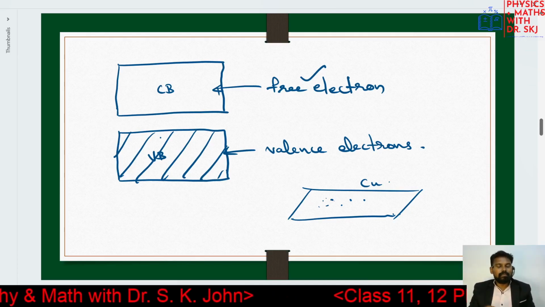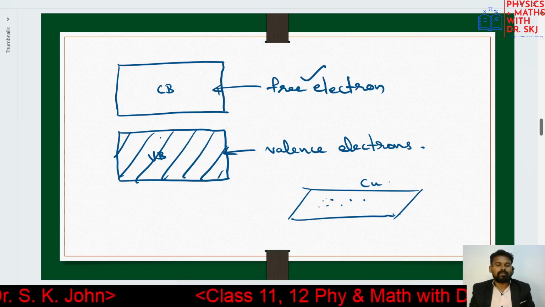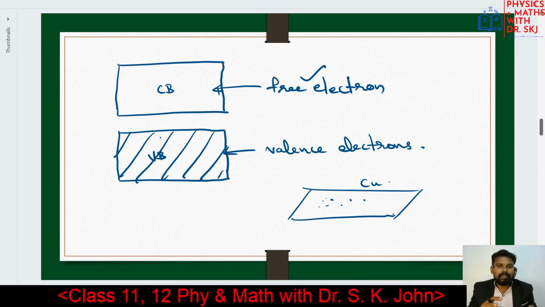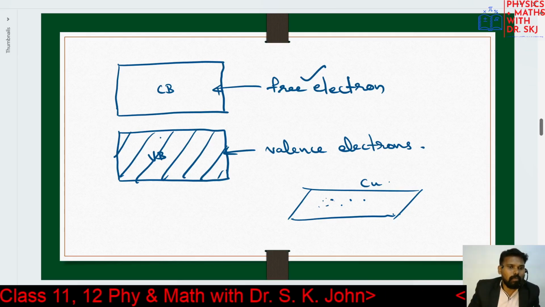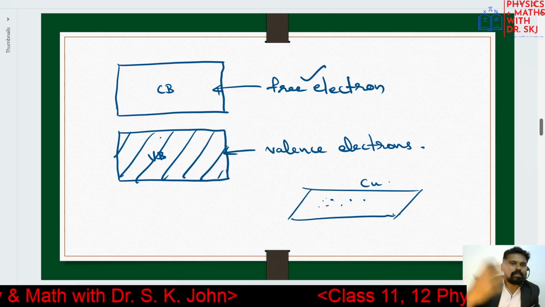Valence electrons are mainly in the bonding, in the crystal structure. They have particular seats in the crystal structure. So mainly they are in the bonding. The electrons in the bonds or crystal structure are called the valence electrons, and the free electrons are called conduction electrons.